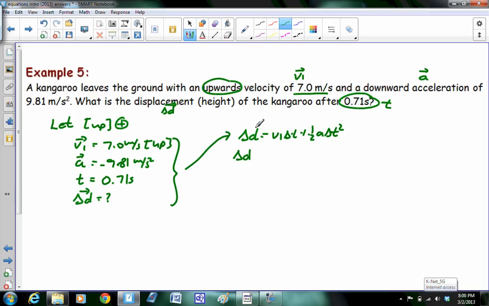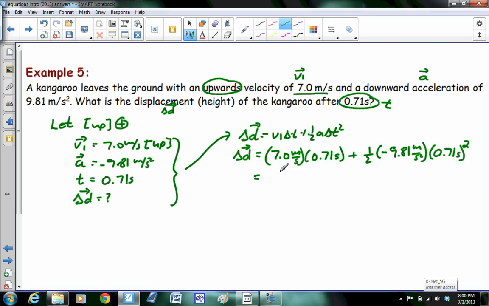So when we look at this, my initial velocity, remember, was 7.0 meters per second, positive because it's upwards. My time, 0.71 seconds. Over here, I'm going to have 1/2 times my acceleration. Now my acceleration, remember, is negative. It's downward. So negative 9.81 meters per second squared, and my time is 0.71 seconds. And don't forget to square that. A lot of people forget to do that. So really be mindful of that.